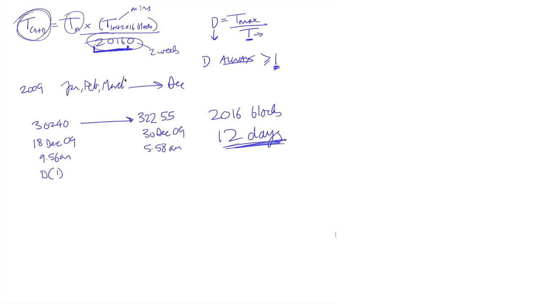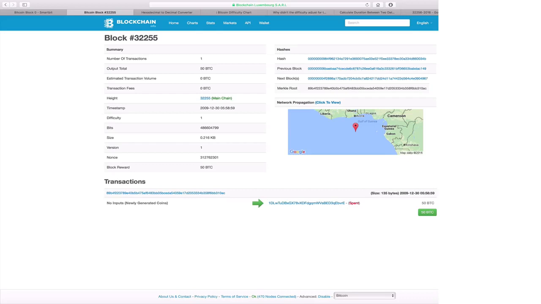And we can see this if we look at the blockchain website. If we look at block 32,255, this was the last block where the difficulty was 1. It was issued on the 30th of December 2009, has a difficulty of 1, as have all the previous blocks up until this point. But if we look at the next block, 32,256, we see the difficulty goes up to 1.18. So this is a really good use case just to delve into a little bit.